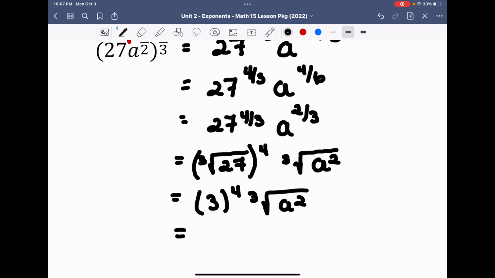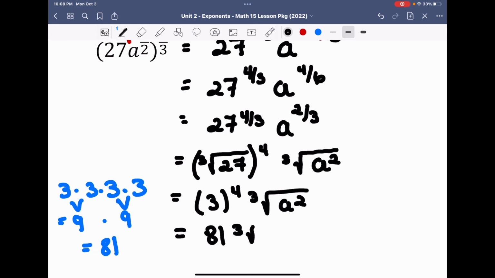Our final step is to just say, what is 3 to the fourth power? Well, that's 3 times 3, which is 9, times 3, which is 27, and then times 3, which is 81. Or off to the side here, I could write 3 times 3 times 3 times 3, which is 9 and 9. And if I multiply these together, that is going to be 81. So we can write it out or expand it out and simply use our mental math to get this solution of 81 times the cube root of a squared. And this is our solution here.